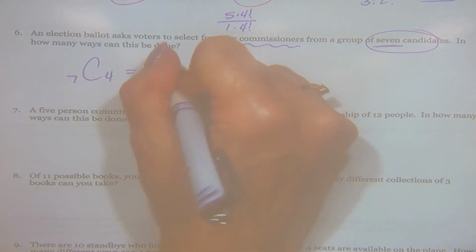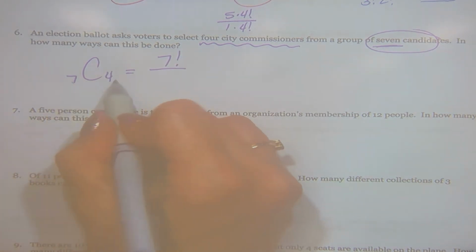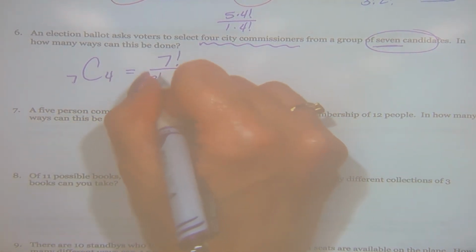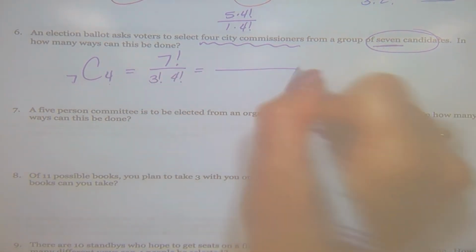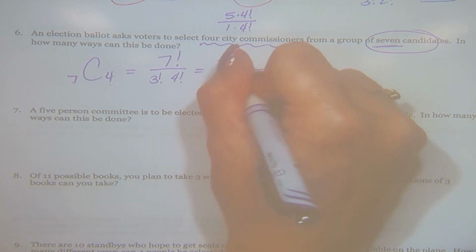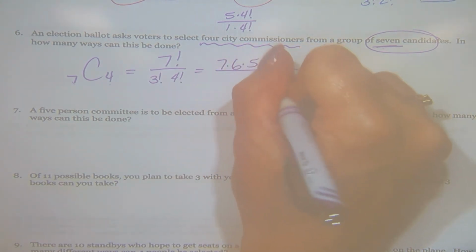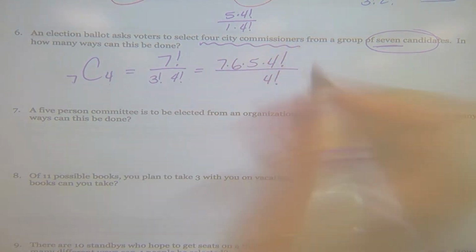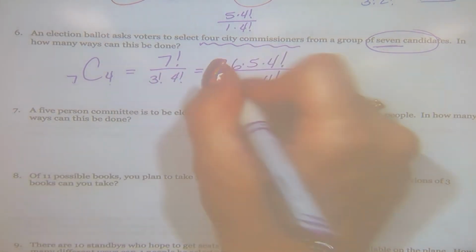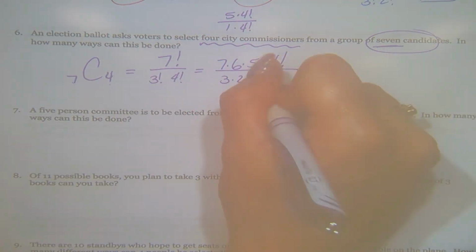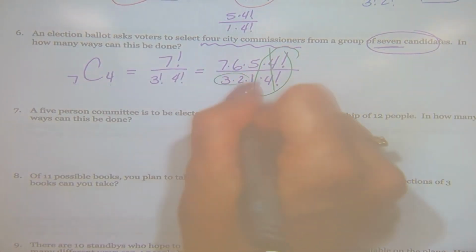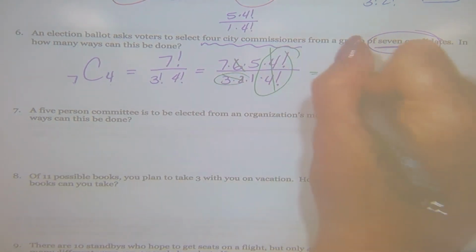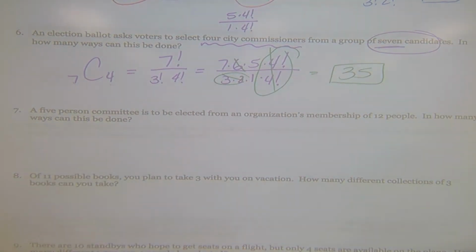My formula shows me n factorial over, first I subtract, 7 minus 4 is 3 factorial, and then I use that r factorial. If I simplify, because I will ask you to show me how to simplify, I would do 7 times 6 times 5 times 4 factorial. Then I also have that 3 factorial to consider. 3 factorial is 3 times 2 times 1. 4 factorial over 4 factorial cancels out. 3 times 2 is 6. That cancels. And I'm left with 35 different combinations of commissioners.